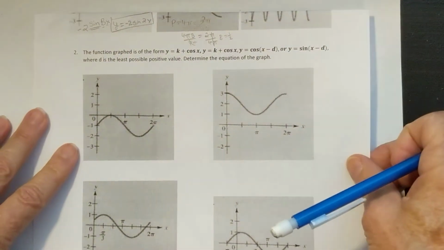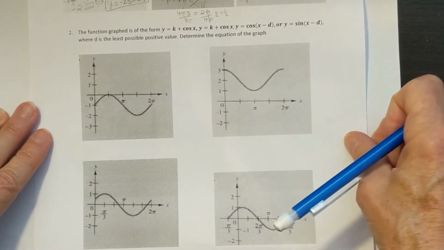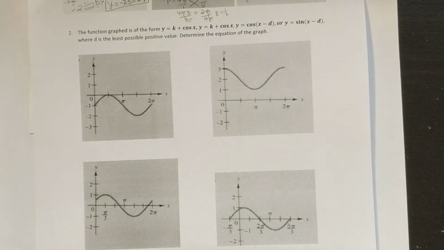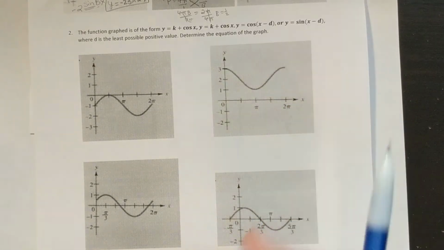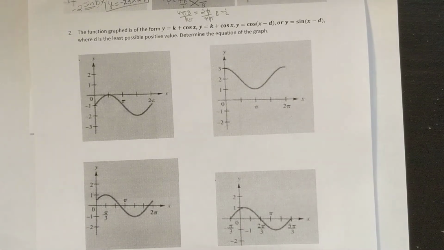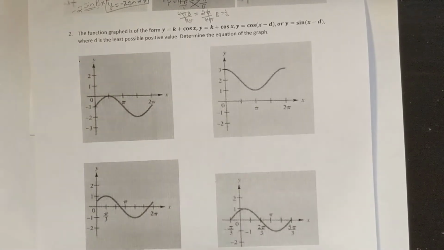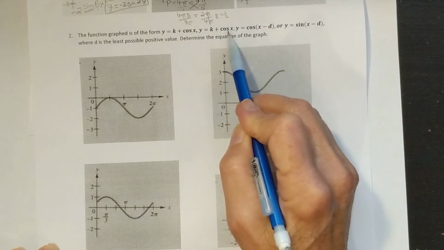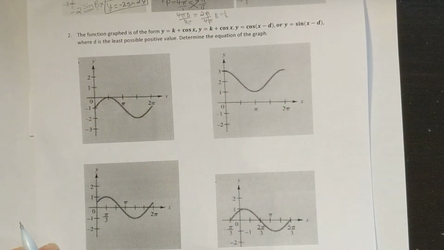Number 2 says the function graphed is of the form y equals k plus the cosine of x. It's either a vertical shift or a horizontal shift. But the amplitude is 1 and it's not reflected. So the period is also going to be 2 pi, because b is 1 in all of these. Because the amplitude is 1, it's only going to go up 1, down 1.